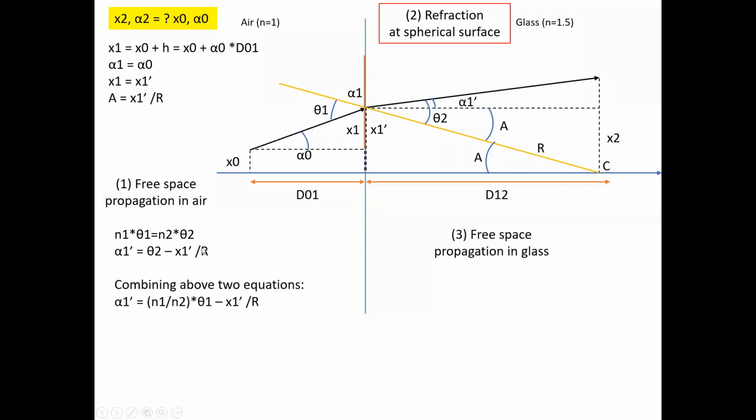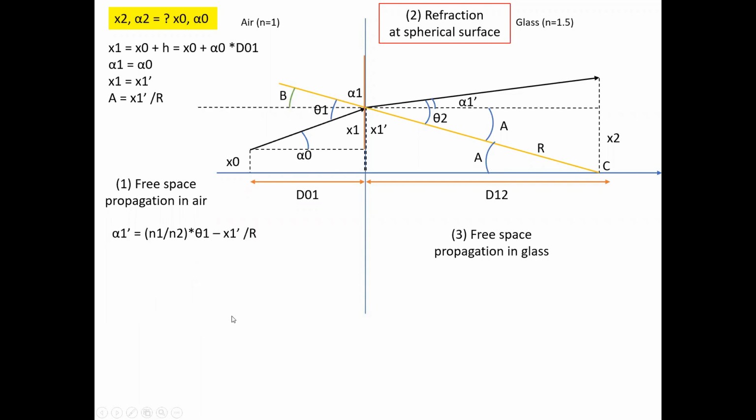So these are summarized in here, and we combine these two equations, basically replace theta 2 from the above equation. So theta 2 equals n1 over n2 times theta 1. So I replace that: n1 over n2 times theta 1 minus the second term x1 prime over R. We are almost there. So we just need to replace theta 1 with some angles which are alpha, and we should be good to go. So how do we do that?